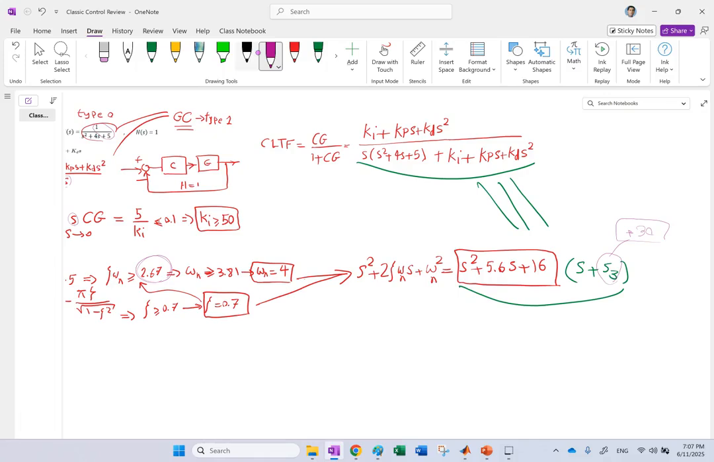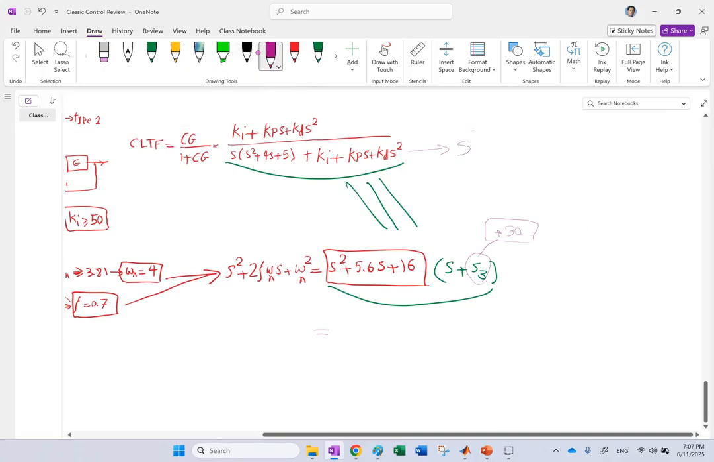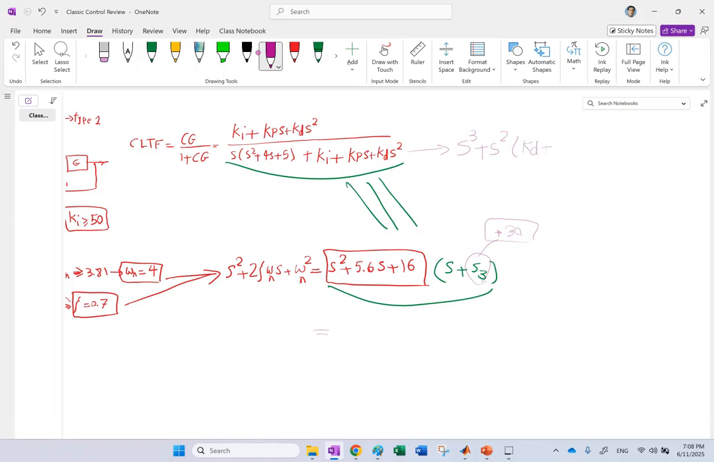So this guy is going to be a cubic term. This guy is going to be a cubic term. I set them equal. So this one is going to be s cubed plus s squared times kd plus 4, and then plus s times kp plus 5, and plus ki.